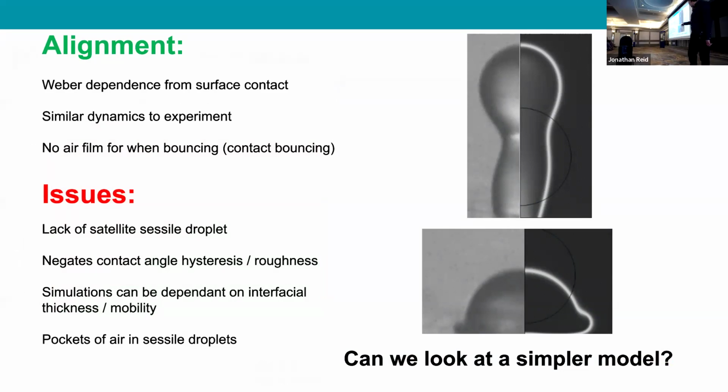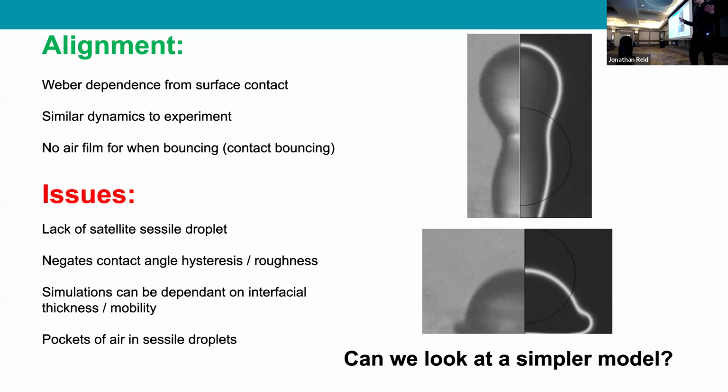And if you look at the image, the left being the experiment, the right being the numerics, we had similar dynamics, and there was no air film when we got this bouncing, i.e. this bouncing was due to being in contact with the surface, not to being at a very specific range of velocities. There were some issues though, namely we don't get the satellite droplet when we have this bouncing that we saw in the experiment, possibly because we don't have contact angle hysteresis or roughness in this simulation, and it's quite dependent on mobility, so it still needs some refinement.